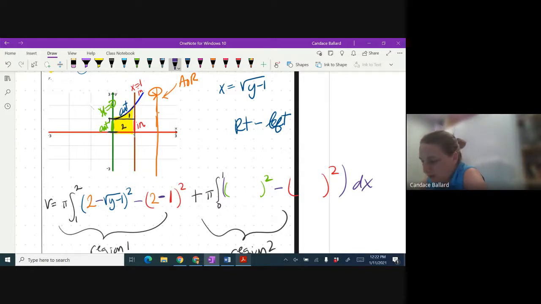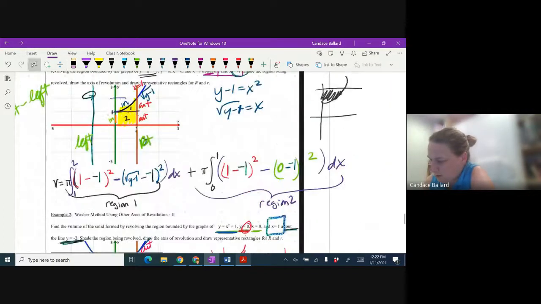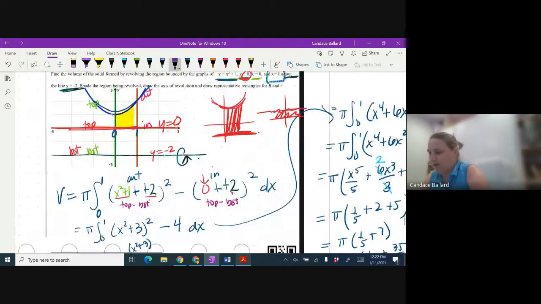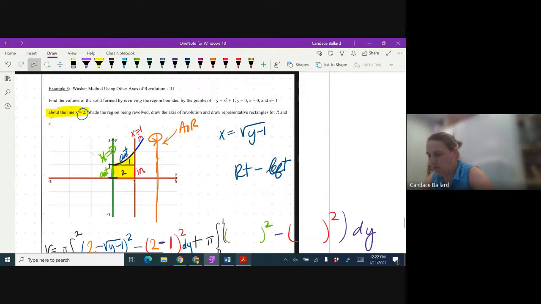Oh, thank you, Nate. You're right. I totally screwed that up on the last one. This should be a dy on all of it. Let's fix that up here while we're thinking about it. This should be dy. Good catch. All right. If it's vertical, it's y. If it's horizontal, it's x. And you have to be consistent with your dy dx part.